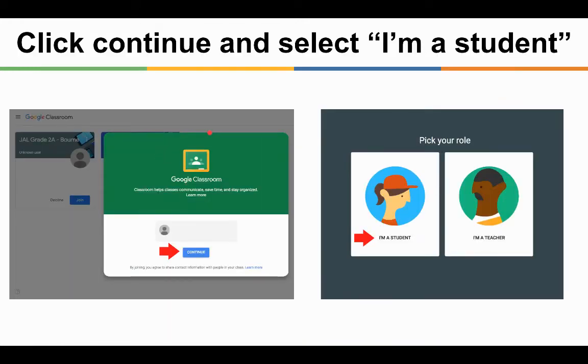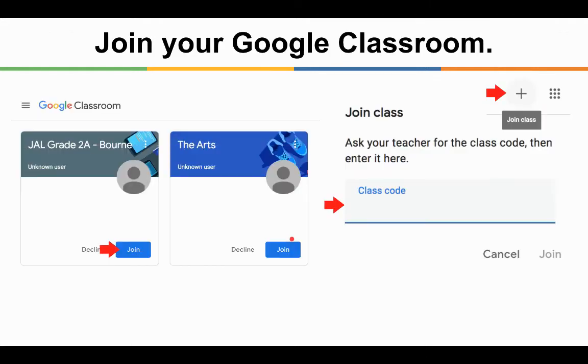Now that you're inside Google Classroom for the first time, you're going to see your student email here, as well as a button for continue. You can click on continue to join, and it's very important that you click on I'm a student. Once you've done that, you can now go to join your Google Classroom.